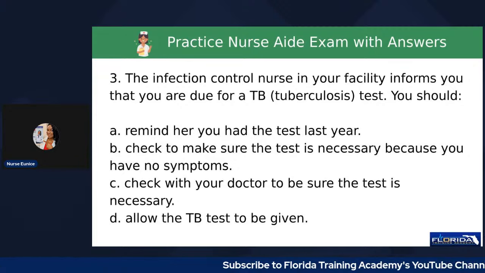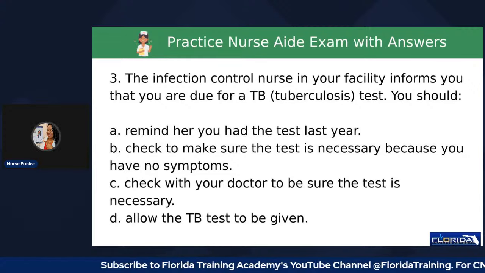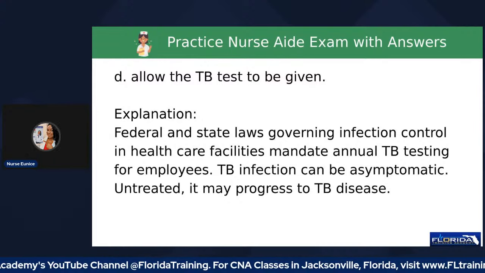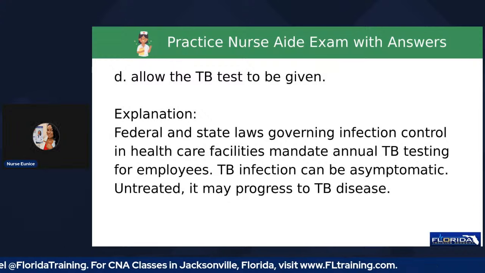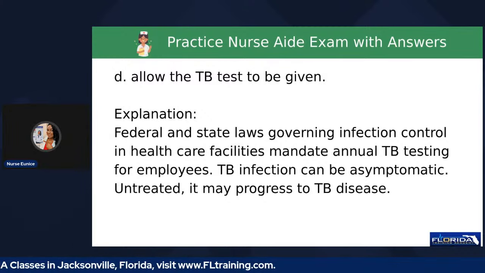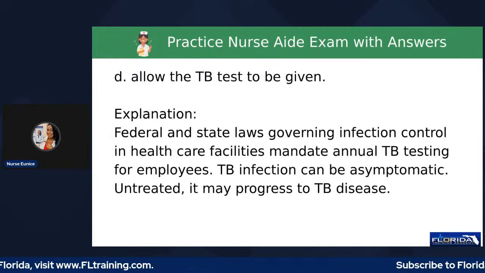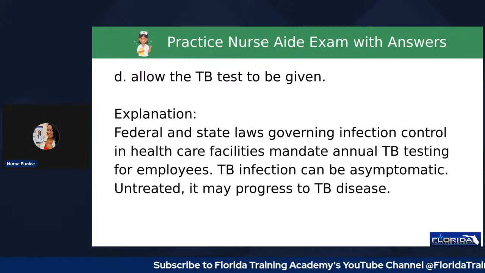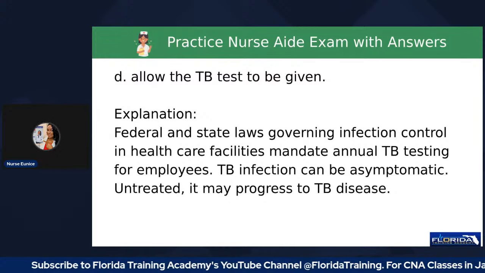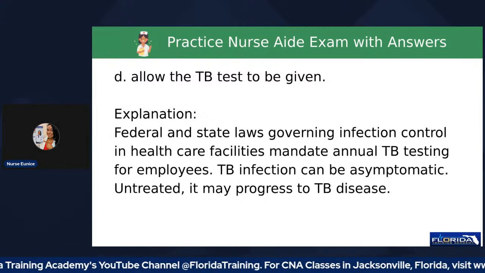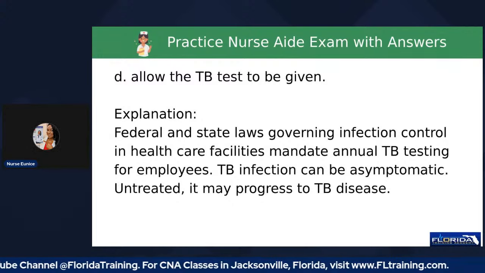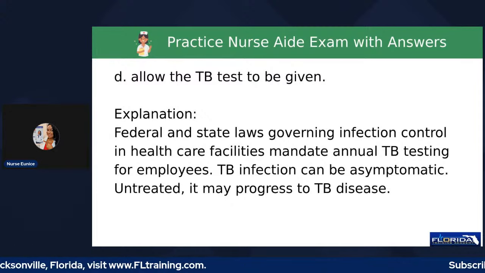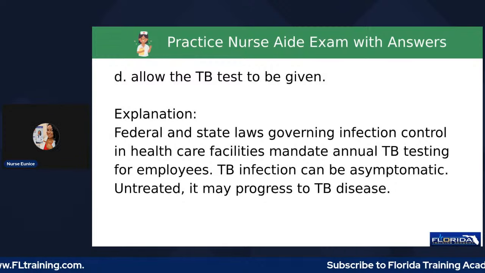All right, so I have a couple of answers there. If you chose D as in dog, you are correct. We have to get annual TB tests because you can actually have TB and be asymptomatic. So we do annual tests. And if you do test positive, that's when they'll follow up with a chest x-ray just to make sure you don't have any damage that we're not aware of. So federal and state laws governing infection control in healthcare facilities mandate annual TB testing for employees. Again, TB infection can be asymptomatic, and if left untreated, it's going to progress to TB disease, and that's when you actually have damaged lungs, and we don't want that.